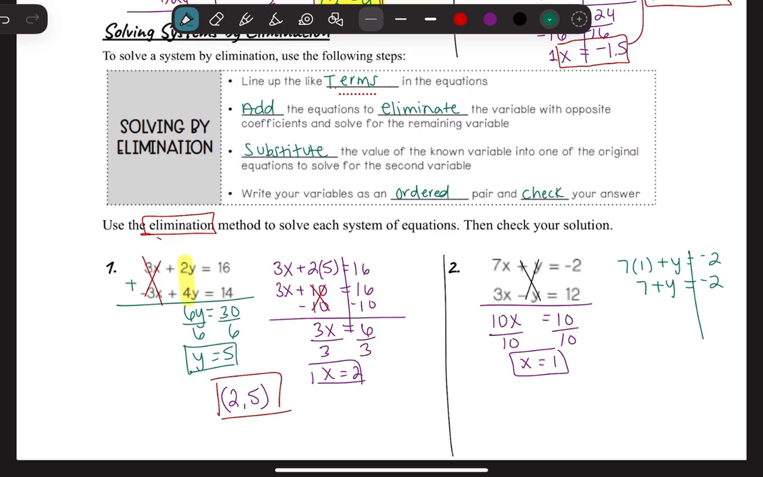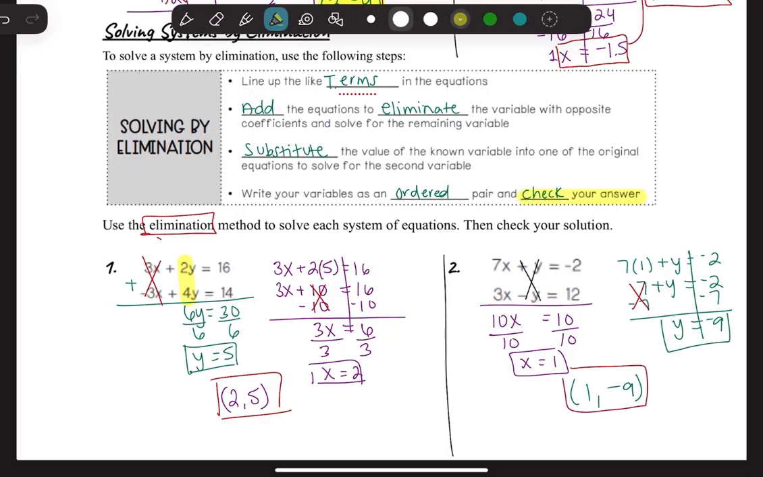I'm moving the 7 over to the other side of the equal sign because I want to get y by itself. So this is a positive 7. I'm going to move it by doing the opposite, which is -7. 7 minus 7 is 0. So I'm just left with a positive y on the left. -2 minus 7 is -9. So y is -9. X is 1. That means my point is (1, -9). And remember, you can always put this in Desmos to check your answer.